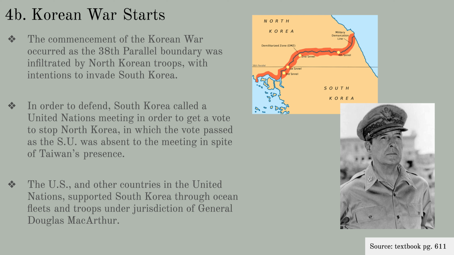The Korean War starts. The commencement of the Korean War occurred as the 38th parallel boundary was infiltrated by North Korean troops with intentions to invade South Korea. In order to defend, South Korea called the United Nations meeting in order to get a vote to stop North Korea, in which the vote passed as the Soviet Union was absent from the meeting in spite of Taiwan's presence. The United States and other countries in the United Nations supported South Korea through ocean fleets and troops under jurisdiction of General Douglas MacArthur. The top picture is a map of the 38th parallel, and the bottom picture is General Douglas MacArthur.